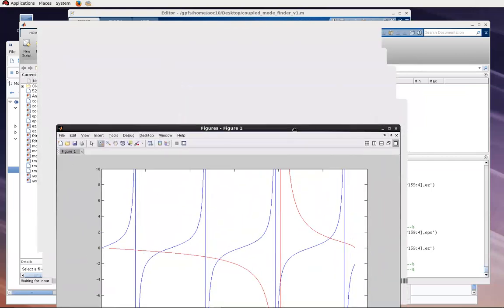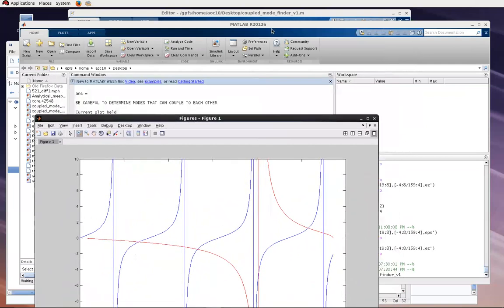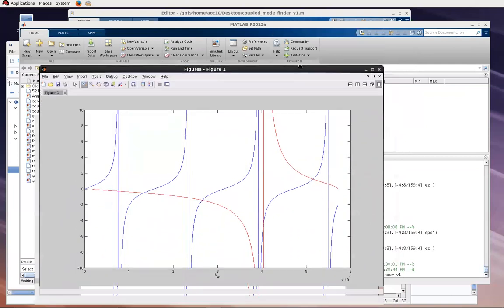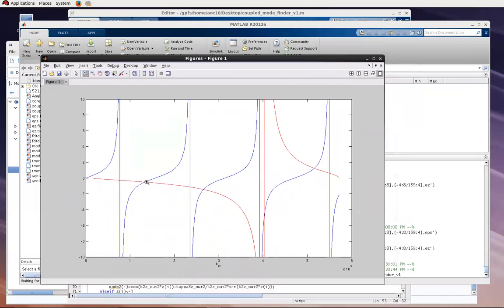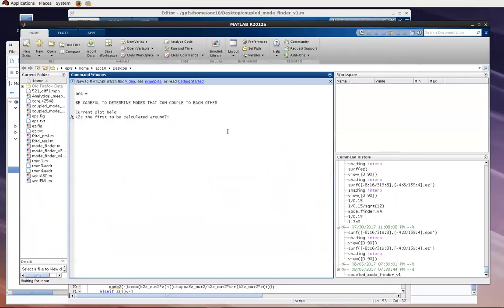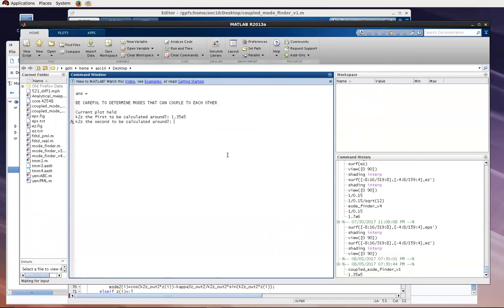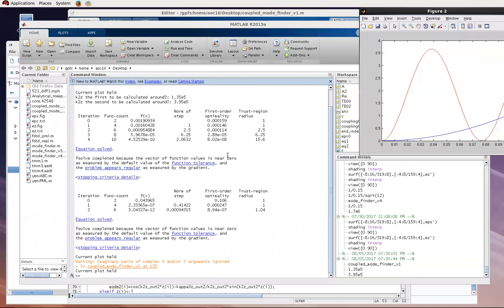All right, so let's go back to the main window, and let's just remind ourselves, this is going to be 1.35, and the other is 3.95 times e to the 5. So 1.35 e to the 5, that's the first one. And the second one, as I told you, we're just going to estimate initially around this. And yeah, this has done the same things that we did before.